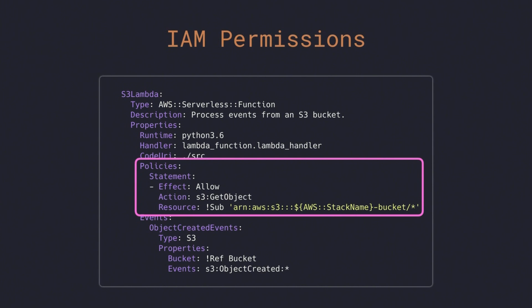All right, so at this point though, we still need to grant the Lambda function permissions to go do things with that S3 bucket. So this is where we need to start talking about IAM permissions.